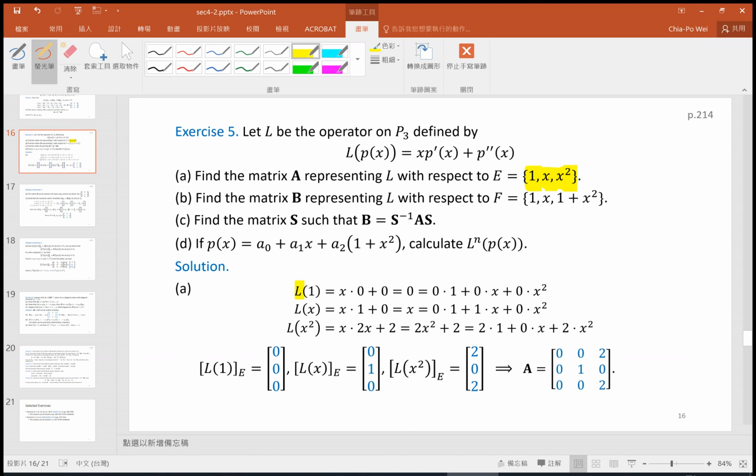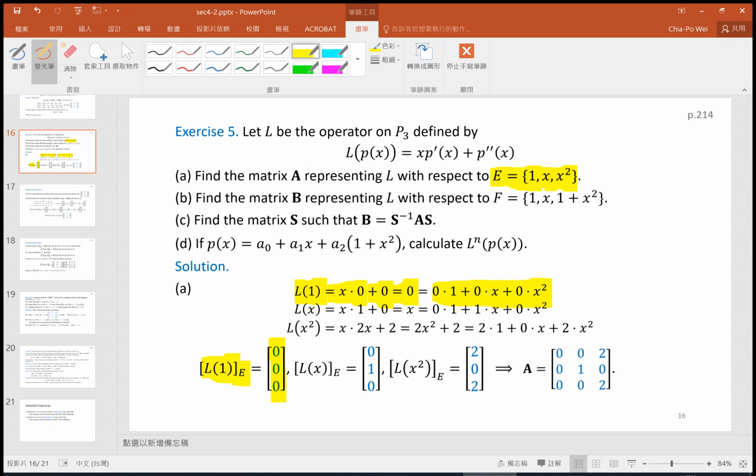First, we compute L of 1. By definition of L, L of 1 equals x times 0, because the derivative of 1 is 0, plus 0, because the second derivative of 1 is also 0. Hence, L of 1 equals 0. Then we need to express L of 1 as the linear combination of basis E, because we want to compute the coordinate of L of 1 with respect to basis E. Clearly, 0 equals 0 times 1 plus 0 times x plus 0 times x squared. Therefore, the coordinate of L of 1 with respect to E is 0, 0, 0.